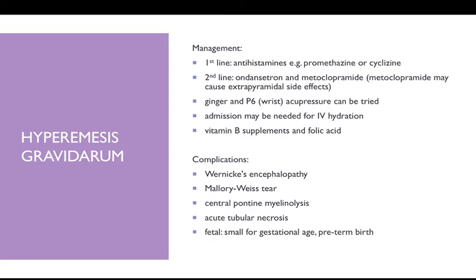The complications of hyperemesis gravidarum are really to do with the loss of nutrition. The first one, Wernicke's encephalopathy, you can develop if you're losing vitamin B. Mallory-Weiss tear is a tear in the esophagus, because the continuous vomiting can lead to a tear. Central pontine myelinolysis is also to do with the loss of nutrition. You can get acute tubular necrosis due to dehydration. And the effects it can have on the fetus are that you can have a fetus that's small for gestational age or preterm.